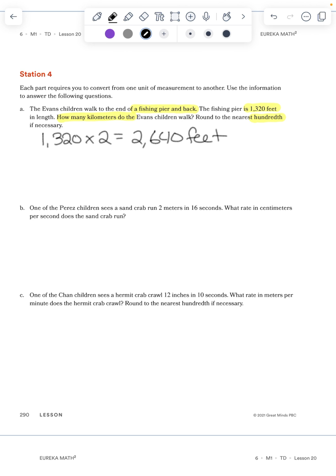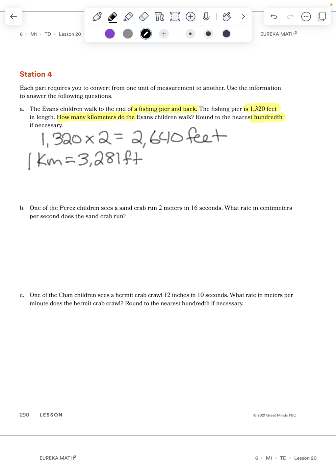All right, so kilometers to feet, 1 kilometer is approximately 3,280, and actually I should probably round that to 3,281 feet. So this tells me that when I convert this 2,640 to kilometers, I don't have a whole number because I need 3,281 feet to make 1 kilometer. So if I do this correctly, my answer should be a decimal answer less than 1.